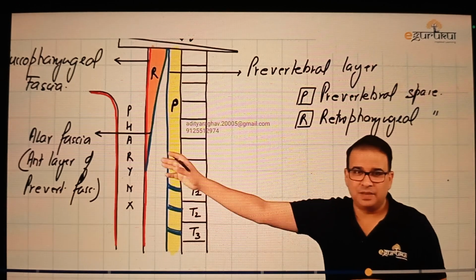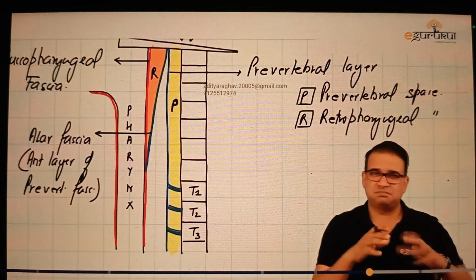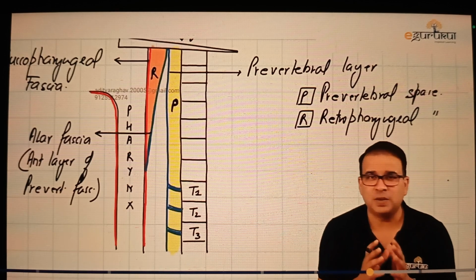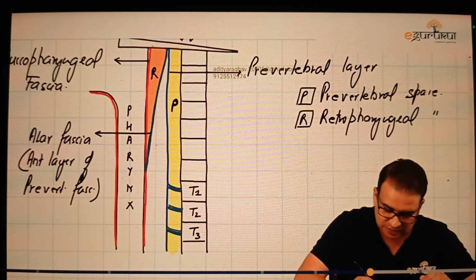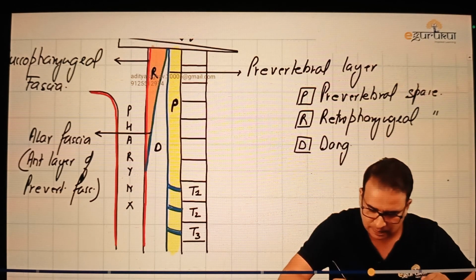So the abscess which started here in the cervical region can use this space to go down and reach the posterior mediastinum, compressing the esophagus and trachea, causing dysphagia or dyspnea, and that's why this space is called the danger space. This space here is called the danger space. So I'm writing D here for the danger space.